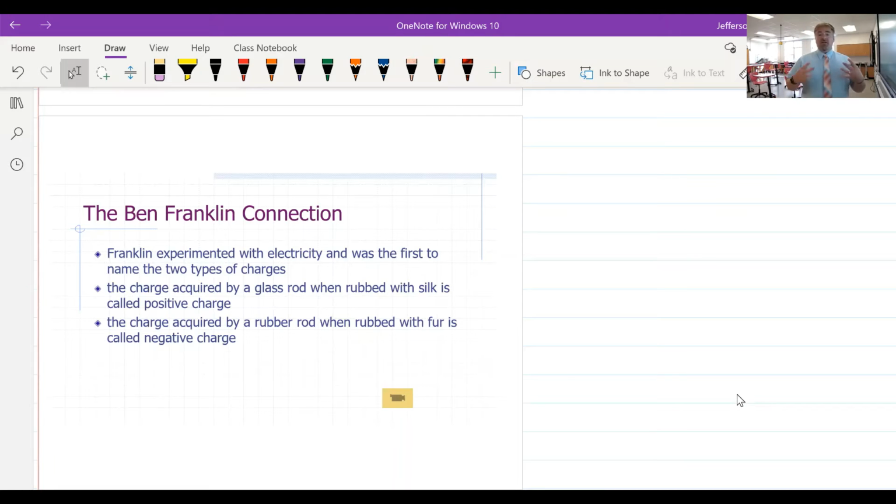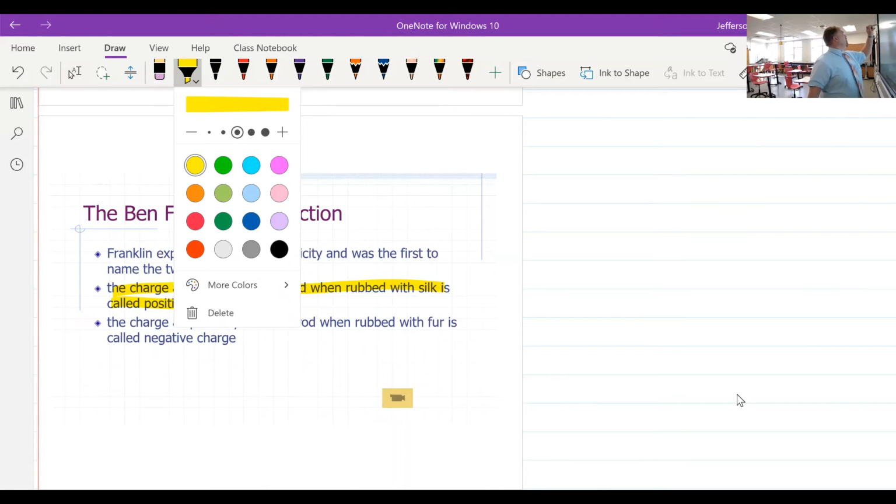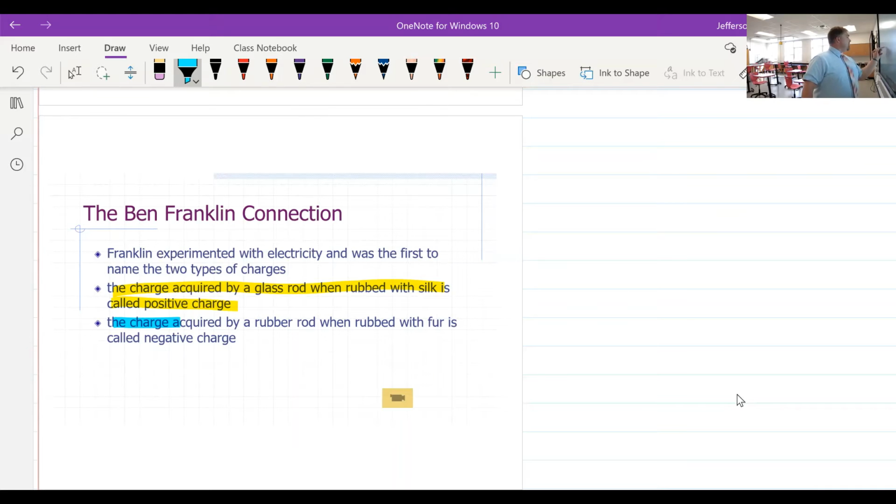And he decided, or discovered, that there are actually two types of charges. He experimented with rubber and glass, and he stated that the charge acquired by a glass rod when rubbed with silk was called positive, and the charge acquired by a rubber rod when rubbed with fur is called negative. And he noticed that they had opposite charges.